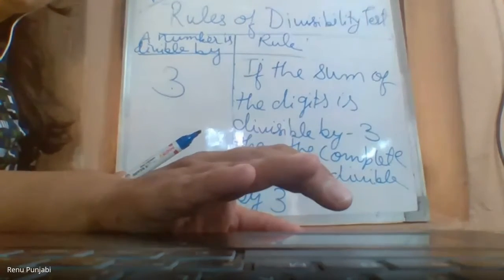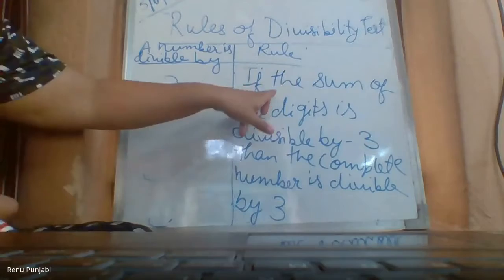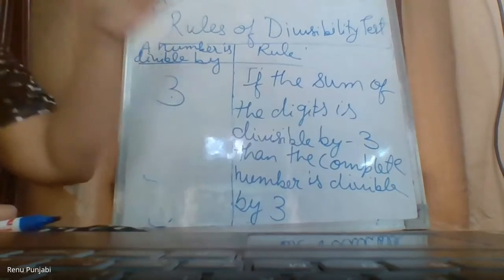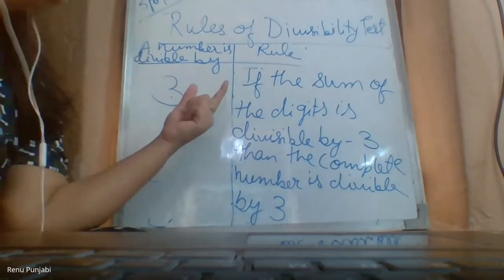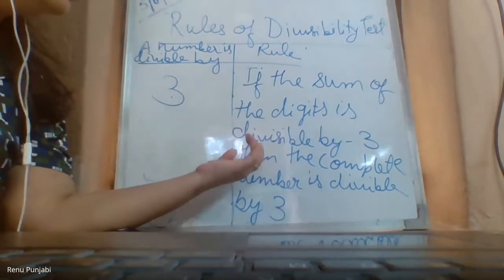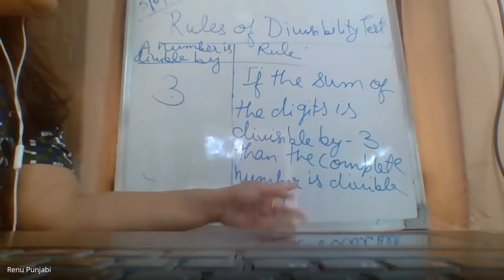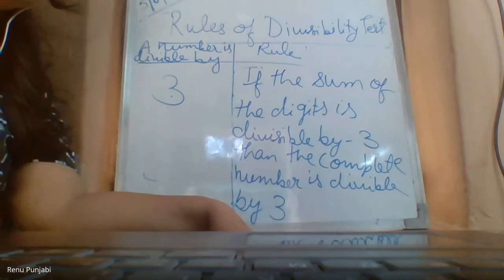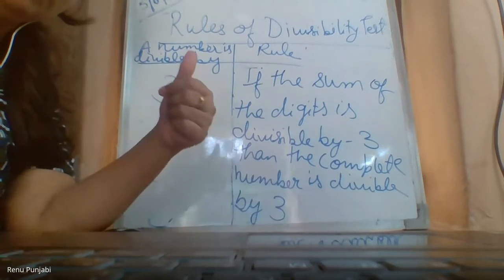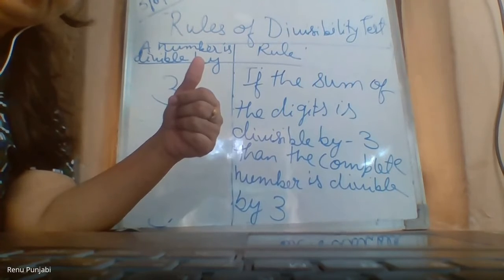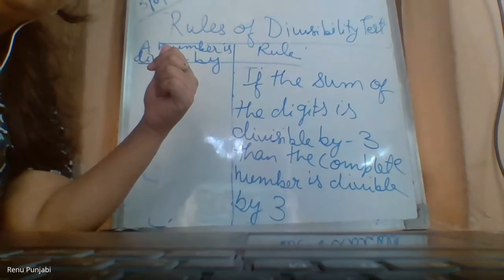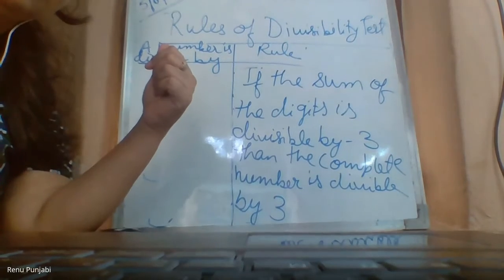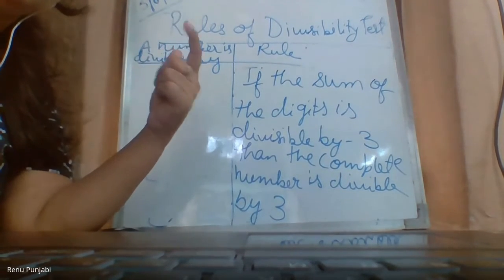Yes, a little bit improvement. After some time, what you have to write first? If the sum of the digits, the sum means the total. If the sum of the digits is divisible by 3, then the complete number is divisible by 3. Okay. Megdad, you understood the concept? Yes, Ayush. Okay, good. Very nice. Neat work.